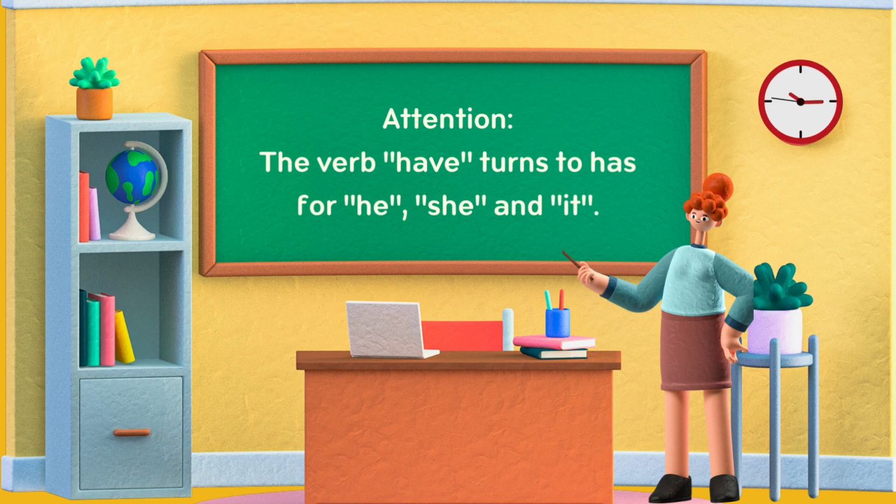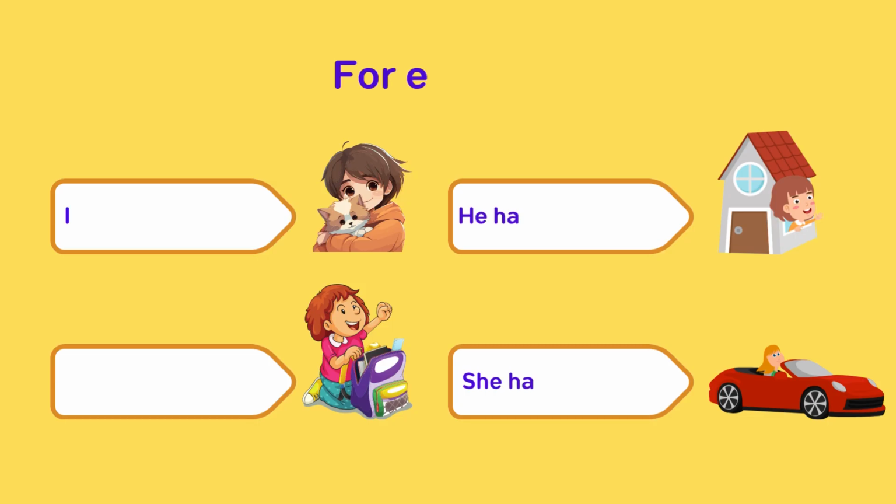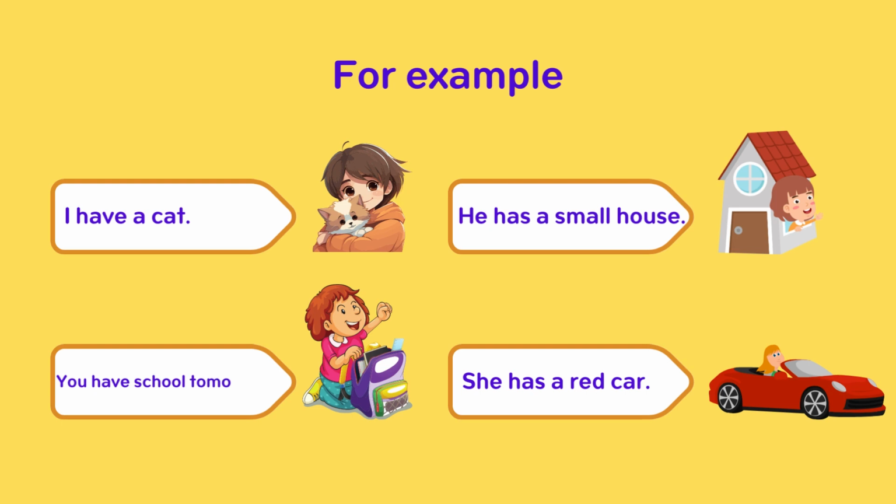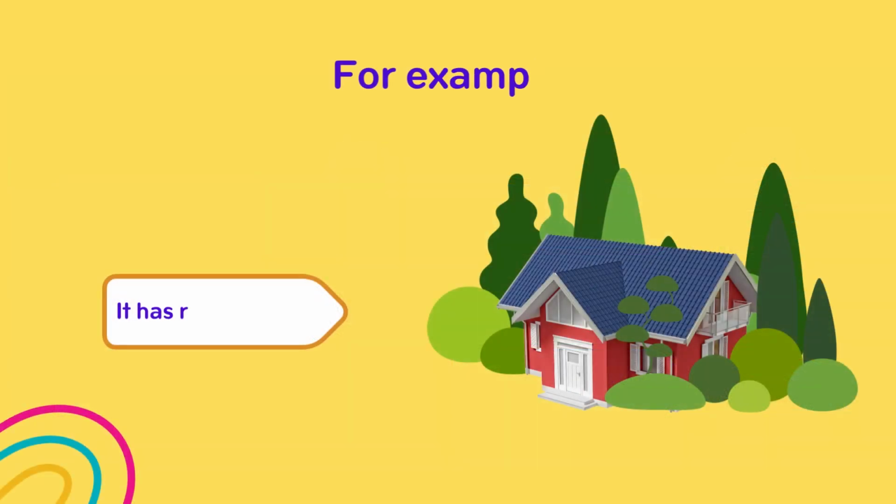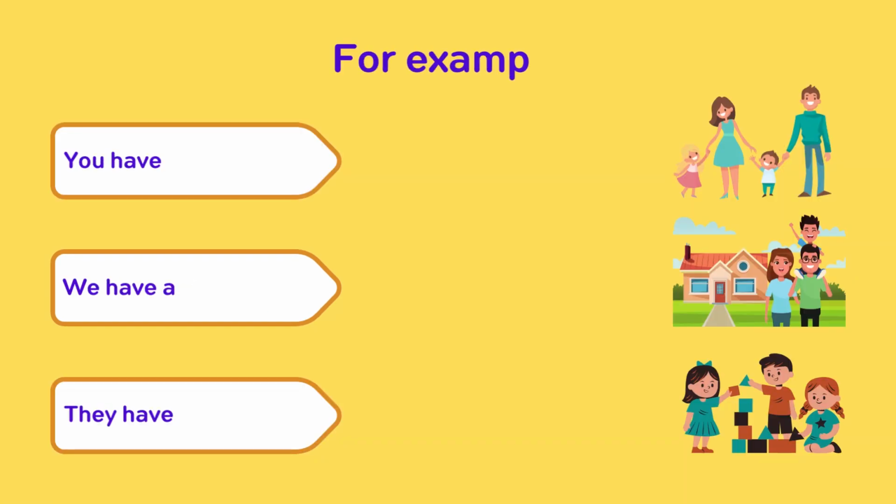Let's remember the verb have turns to has for he, she, and it, that we call them third person singular. So let's take a look at some examples together. I have a cat. You have school tomorrow. He has a small house. She has a red car. It has red walls. You have nice children. We have a big house. They have a lot of toys.